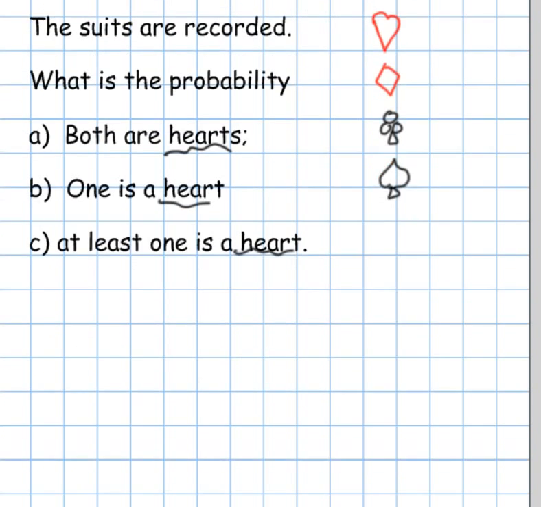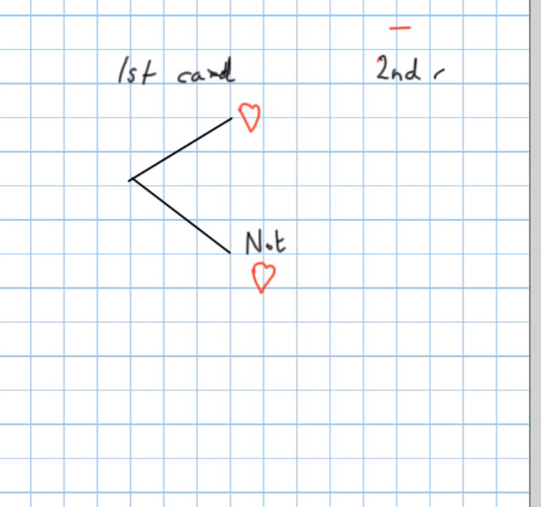So let's have a look at how we construct our tree diagram. So our first card drawn, because I'm only interested in hearts, could be one of 2 things. It could be a heart, or it could be not a heart. Now, the second card, again, will follow the same pattern. It could be a heart or not a heart.